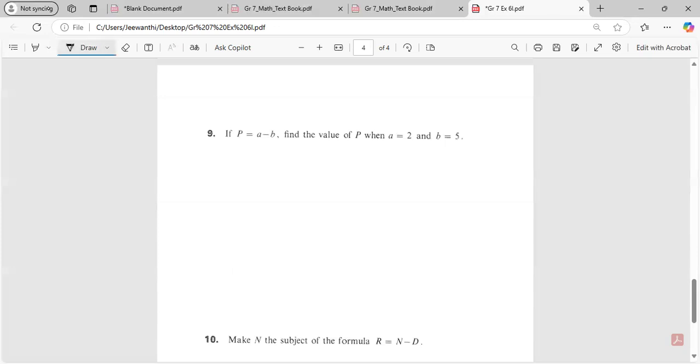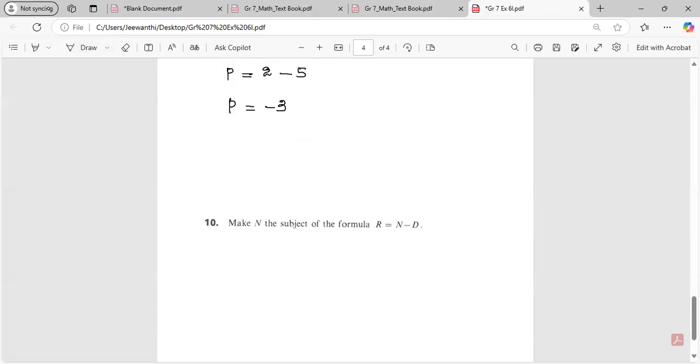So then the next question, you want to do the substitution. They have given the equation P is equal to A minus B. Then you want to substitute the given values. A is 2, subtract B is 5. Then the P is equal to negative 3. Because 2 minus 5 means negative 3.